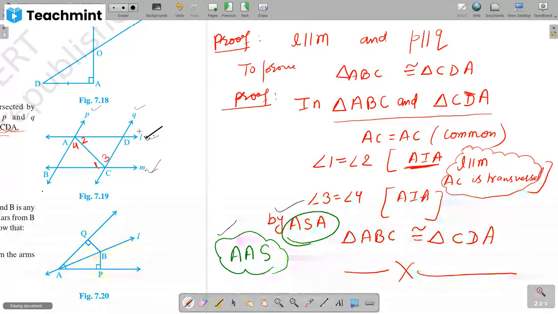Ma'am, but AC was not given in the question. So, ma'am, will we write it in construction? See, we are already given a figure, so no need to write construction. But if the figure is not given, in that case we can only draw two pairs of parallel lines. This is L and this one is M, this one is P and this one is Q. So in that case, we need to join these two points. But here the figure is already given, so no need to write construction.